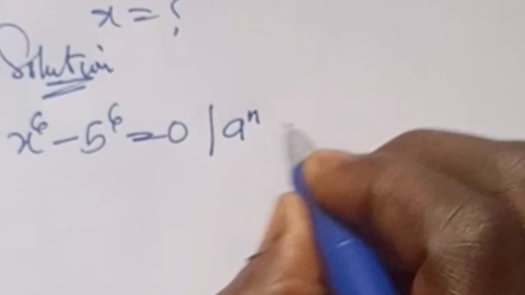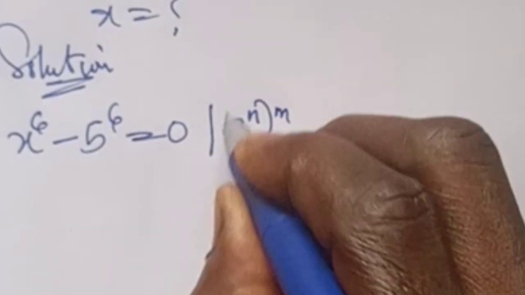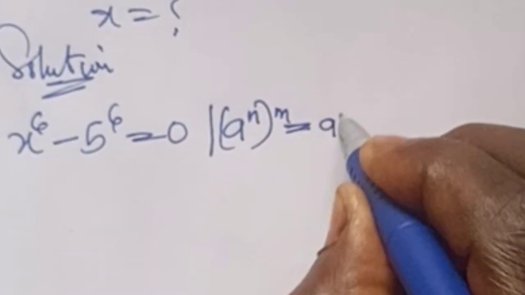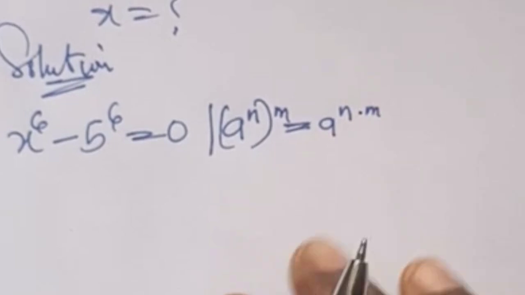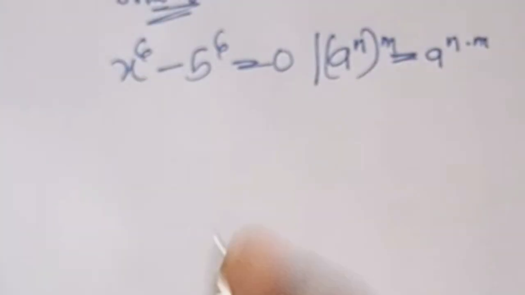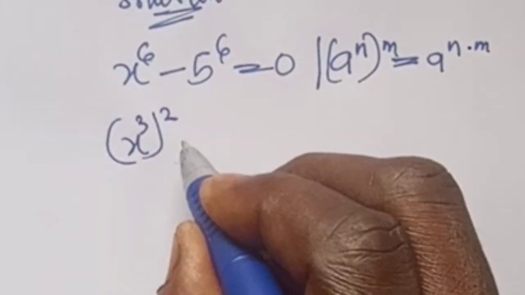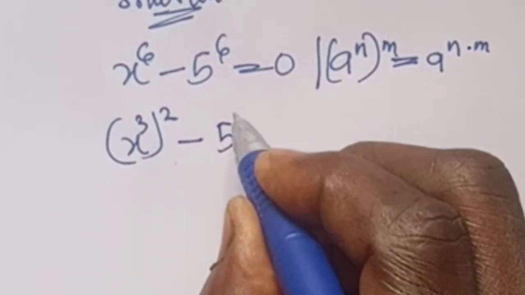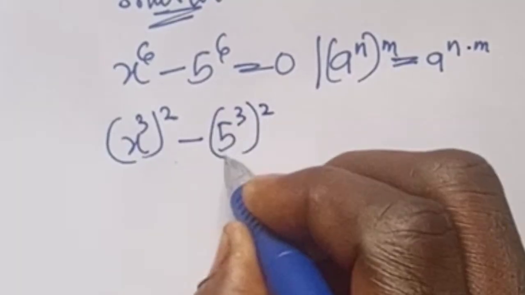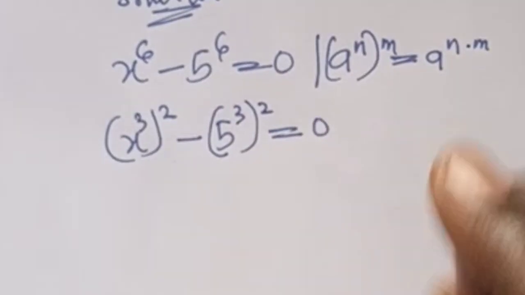But a to the power of n to the power of m can also be written as a to the power of n times m. So we're going to break the powers, that is x to the power of 3, also to the power of 2, minus 5 to the power of 3, also to the power of 2, equals 0.